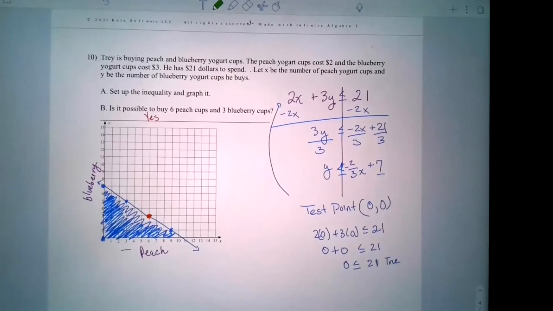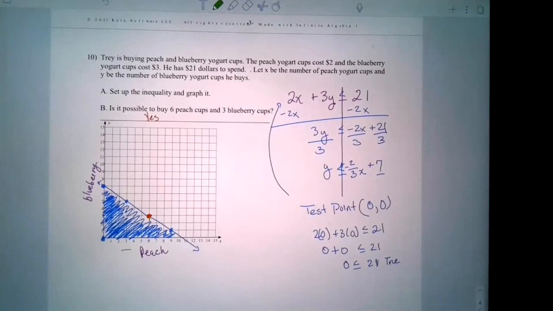If you notice, 6 peach cups right here and 3 blueberry cups right here is directly on the line. So I would have had to know that because I used less than or equal to, it's a solid line, so it is included. As a matter of fact, everything on this line is going to give you exactly $21.